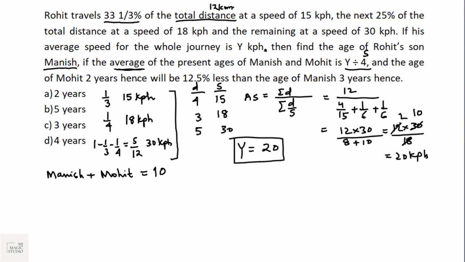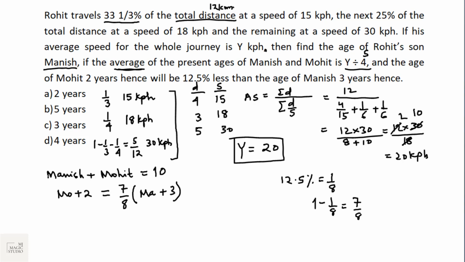And the age of Mohit 2 years hence is 12.5% less. 12.5% in fraction is 1 by 8. So it is 1 by 8 less than something. So if something is 1, 1 by 8 less is 1 minus 1 by 8, that is 7 by 8. That means Mohit's age after 2 years is 7 by 8 of Manish's age 3 years hence, Manish plus 3. We can solve these two equations and find the value of Manish.